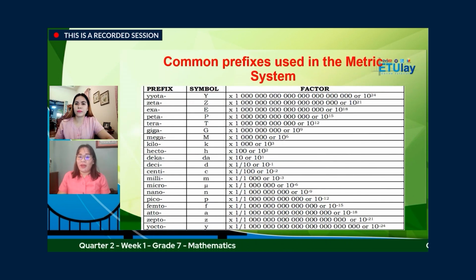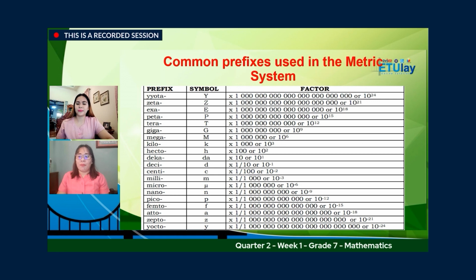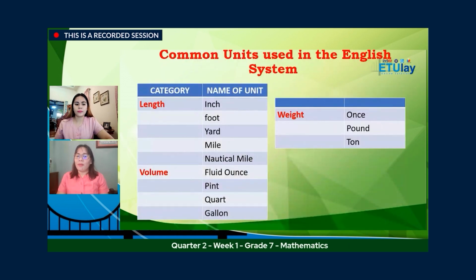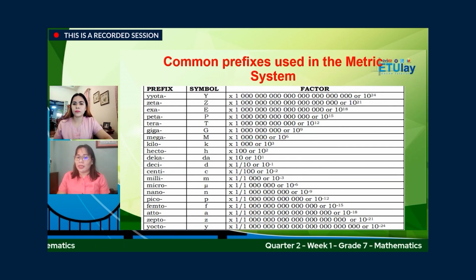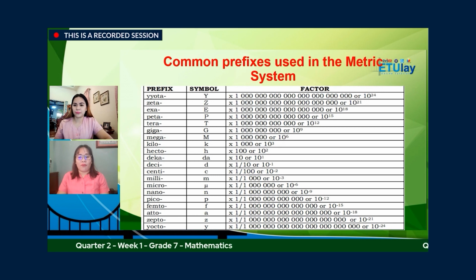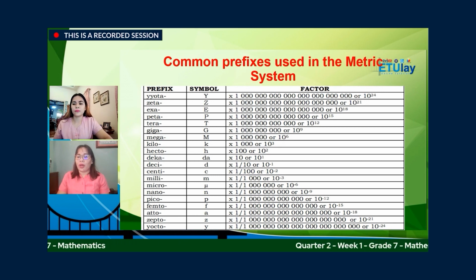We have two different systems of measurement. First, the metric system, which became the most used system of measurement worldwide. Here we have the common prefixes used in the metric system that I know you are all familiar with. Each prefix has its own factor as shown in the table.